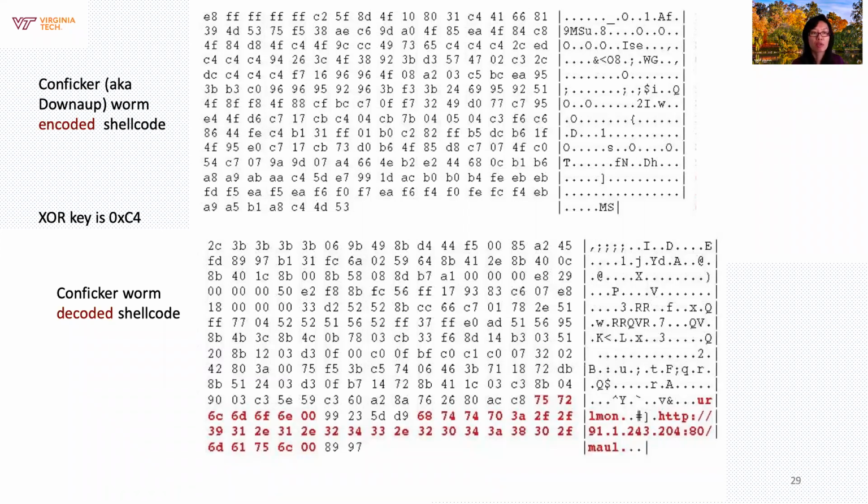undesirable. Here are some examples of the Conficker worm, which I think was circulating maybe 12 years ago. The top half is the encrypted version, the bottom half is decrypted. They use an XOR key; they just do XOR to mask this. If you do XOR again, you retrieve the decrypted shellcode, and then parts of it can be used as a signature, and then you just scan for it.